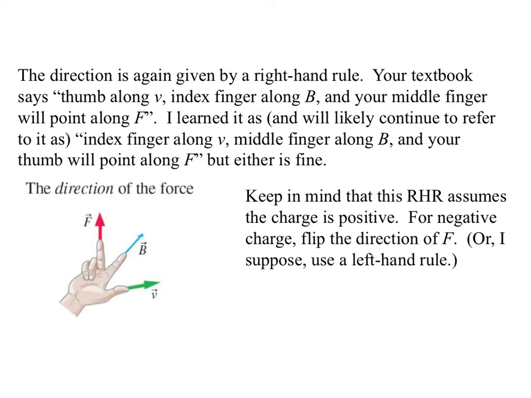So if q is positive, we're fine. But if q is negative, then F would be the negative of V cross B, which would point the other way. It would point downward. So for negative charges, you have to flip the direction of F. Also, you could probably use a left-hand rule, but I think you open yourself up to a lot of trouble if you start invoking left-hand rules. So it's probably better to just take the right-hand rule and remember to flip it for negative charges, because as always, negative charges are annoying.